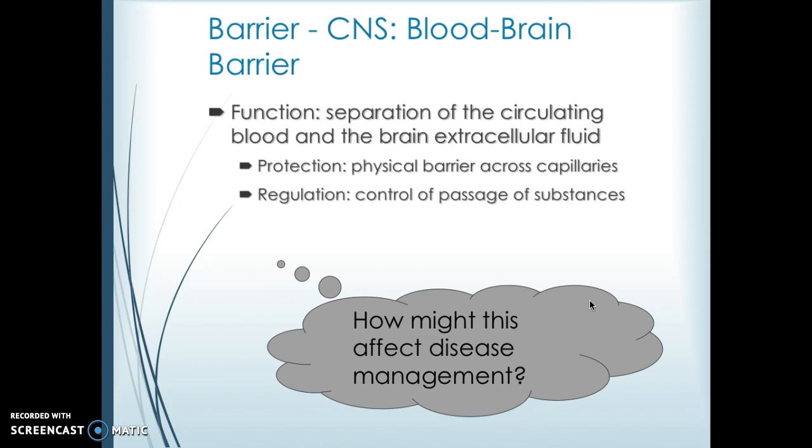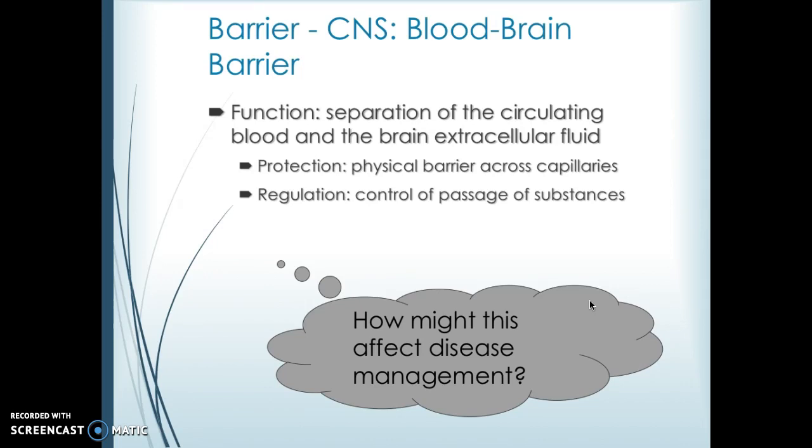So really this can affect disease management in a couple different ways. So for mental illness, we need to find drugs that can cross the blood-brain barrier because that's really where our site of action is. We need to affect chemicals inside of the brain in order to see efficacy. So we need drugs that are able to penetrate into the blood-brain barrier easily.